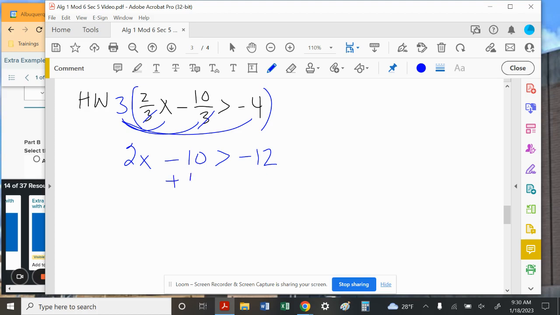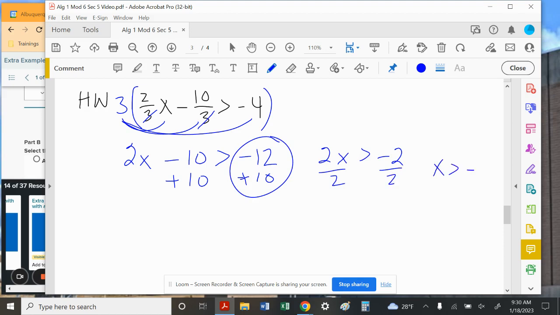So I'm going to add 10 to both sides. So I get 2x is greater than or equal to negative 2. When I add those two up, I get negative 2. I'm going to divide by 2. So I get x is greater than or equal to negative 1.